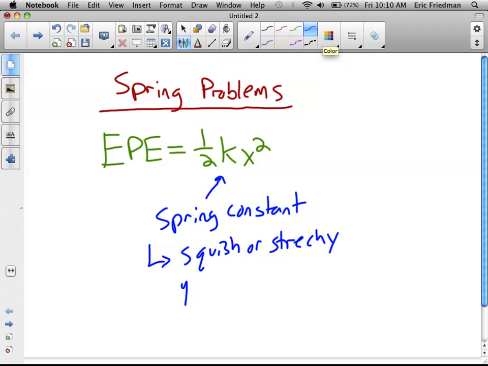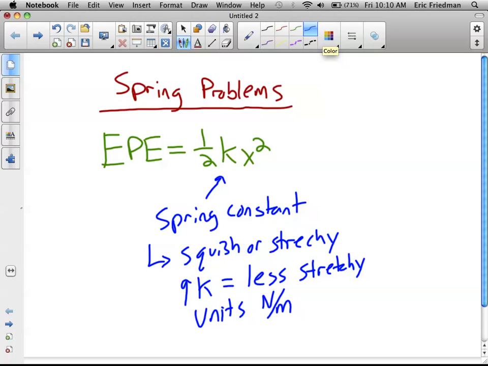If you have a high k value, then that means it's less stretchy. It means it's stiffer. And just so we remember how the units go, the units for k are newtons per meter. Up here, this x value is the distance that the spring was squished or stretched.